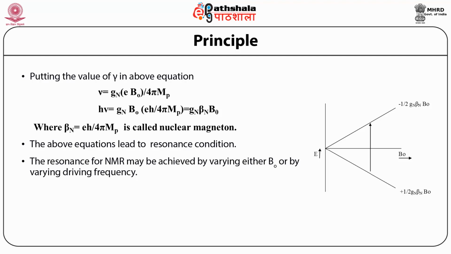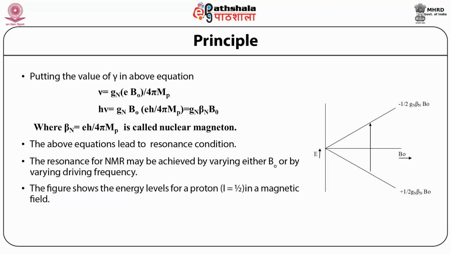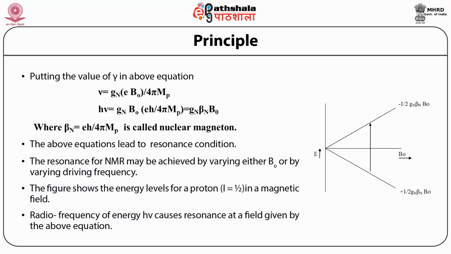The resonance for NMR may be achieved by varying either B0 or the driving frequency. The figure shows the energy levels for a proton where I is equal to 1 by 2 in a magnetic field. Radio frequency energy h nu causes resonance at a field given by the above equation. The separation between the two levels increases linearly with the magnetic field, and transition between them can be induced by a magnetic field component B1 of radio frequency, which is at right angles to B0. The transitions which give rise to NMR spectra are magnetic dipole in origin. The selection rule for the magnetic quantum number m is delta m is equal to plus or minus 1.